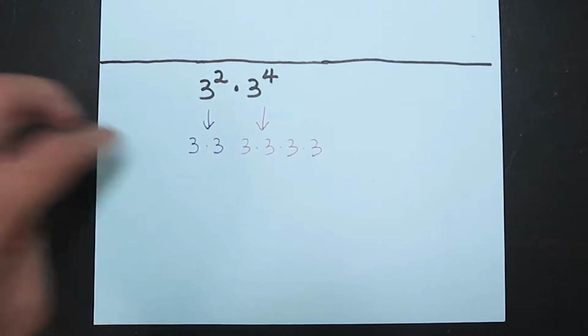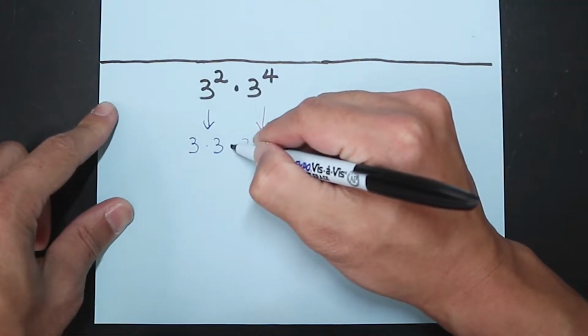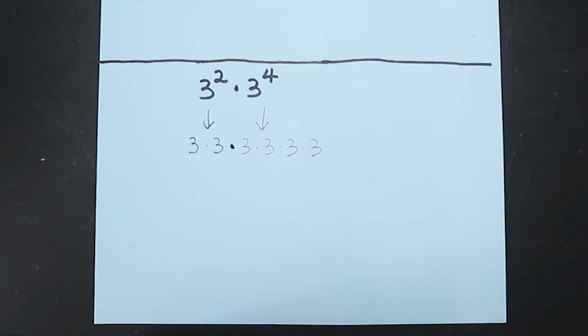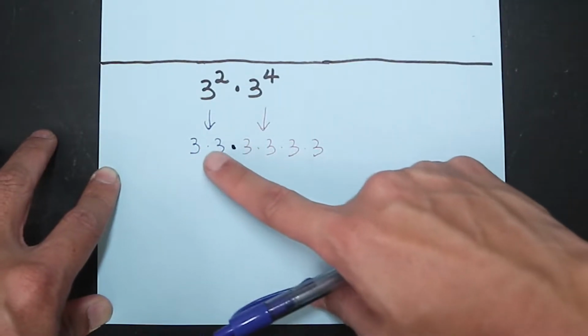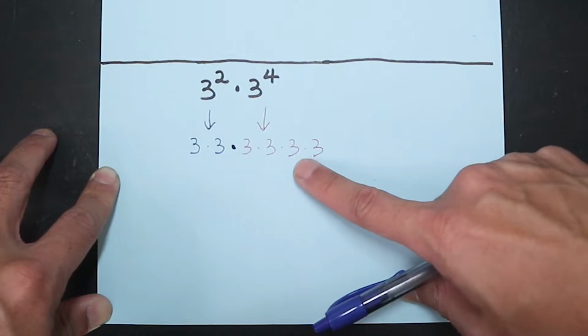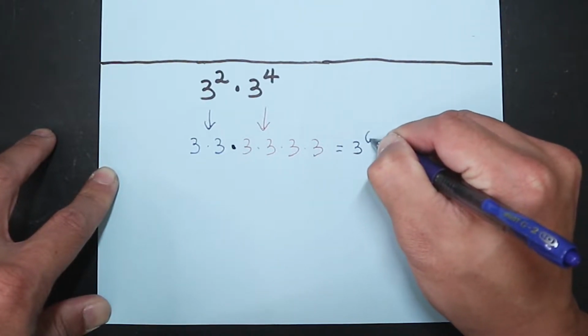And then in the middle, I put the multiplication sign. So I'm going to bring down this multiplication sign like this. Well, let's have you count. How many 3's did I put here that multiply by each other? Let's count. 1, 2, 3, 4, 5, 6. So I could rewrite it as 3 to the 6th power.